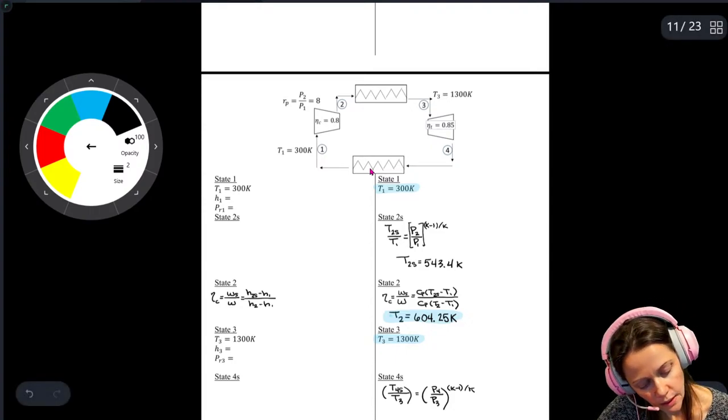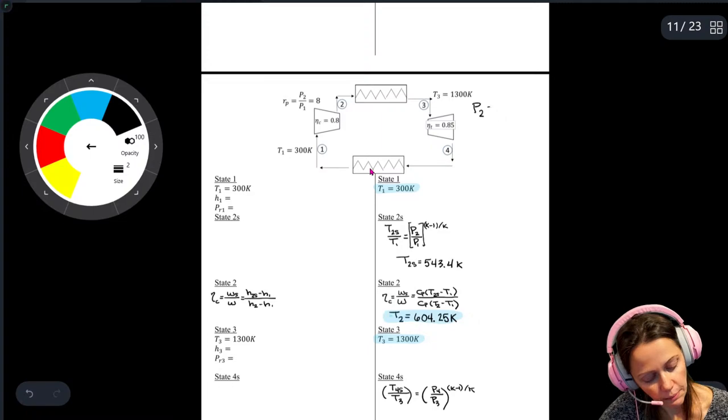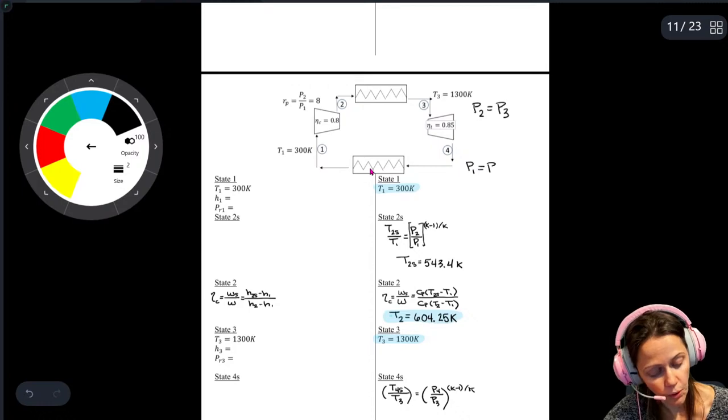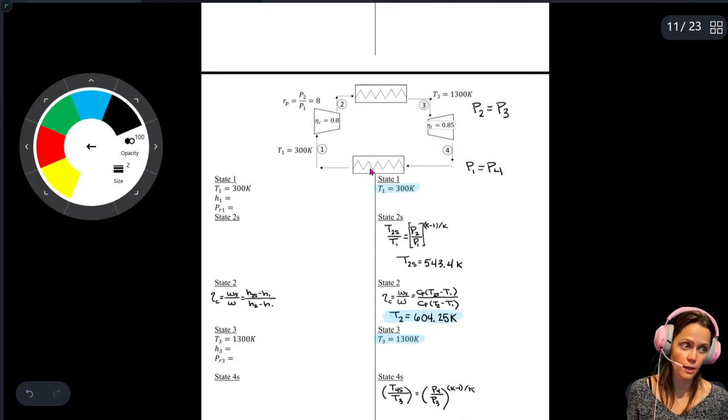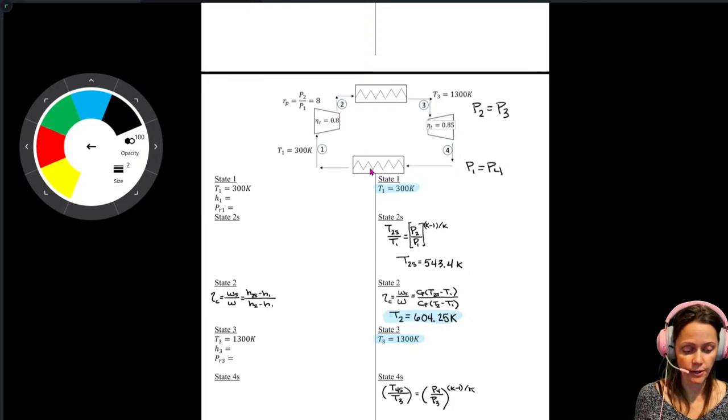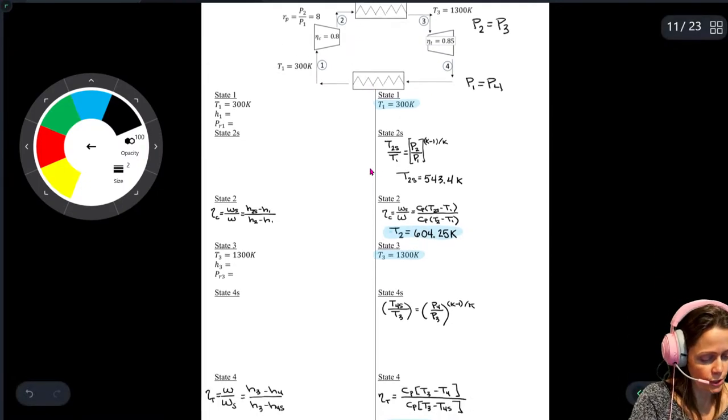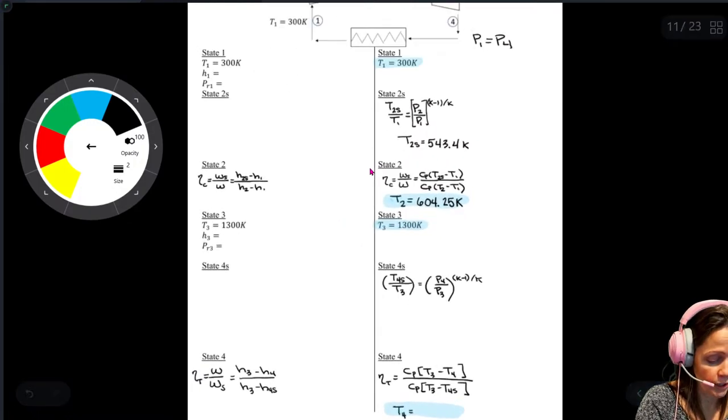remember, P2 and P3 are the same, so are P1 and P4. That's one of the things that comes out of those air standard assumptions. One part of that is that there are no irreversibilities, right? With the exception, we said, of those isentropic efficiencies. But with the rest of the cycle, there are no internal irreversibilities. And so there's no fluid friction to cause a pressure drop from 2 to 3 and from 4 to 1. So the pressure ratio is just 1 over 8.